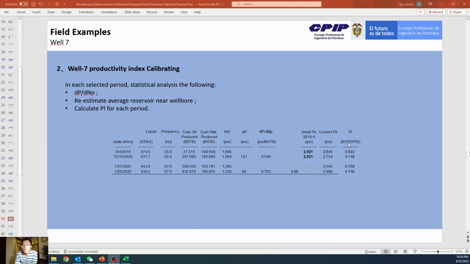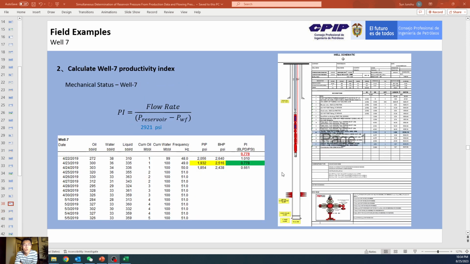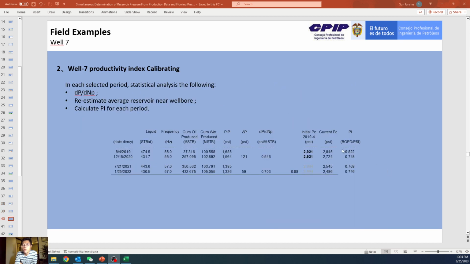So let's compare these PIs with the initial one. The initial productivity index is 0.778. This is quite close, except this number. So we think the representative PI is around 0.75 barrels per day per psi.